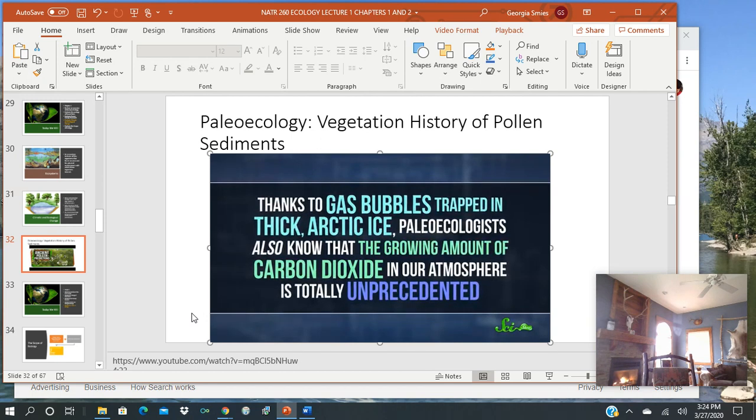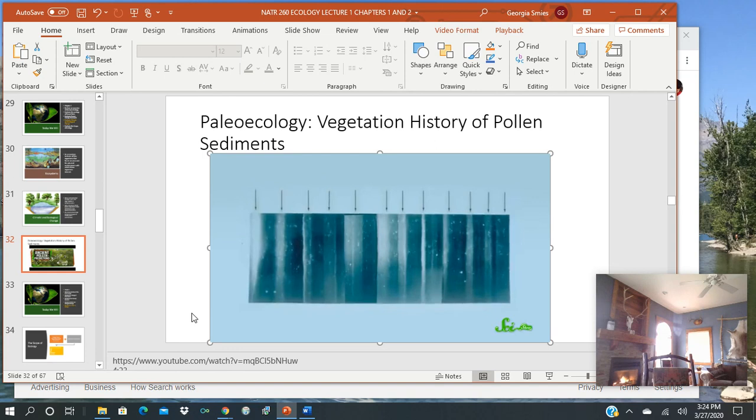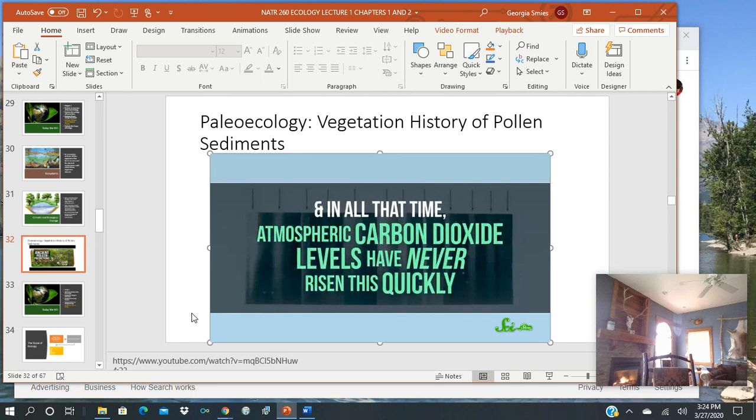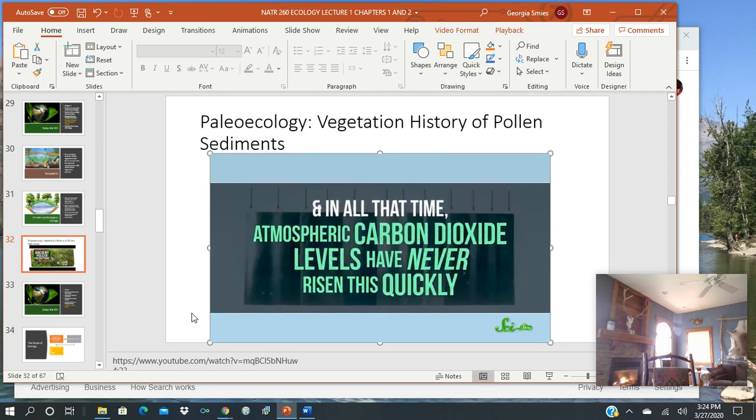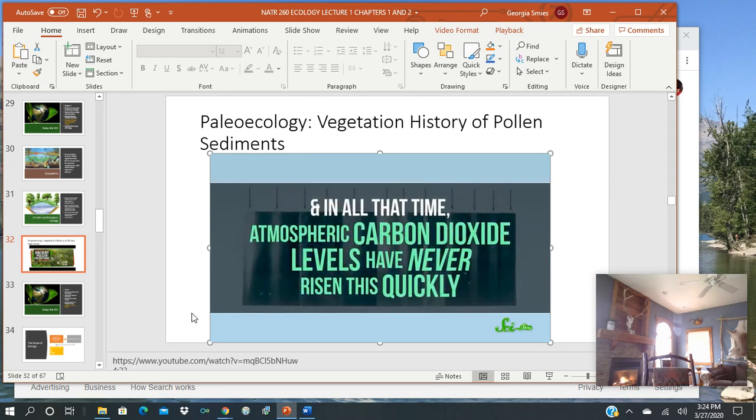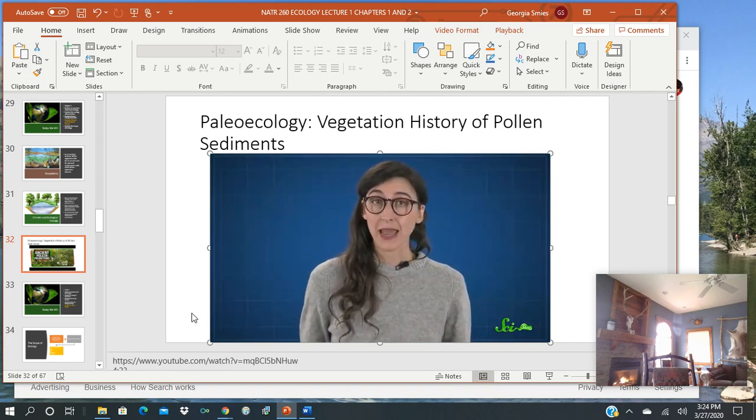Thanks to gas bubbles trapped in thick Arctic ice, paleoecologists also know that the growing amount of carbon dioxide in our atmosphere is totally unprecedented. These ice core samples from some places go back an astonishing 800,000 years. And in all that time, atmospheric carbon dioxide levels have never risen this quickly. So this time, the changing atmosphere could outpace ecosystems' ability to adapt.